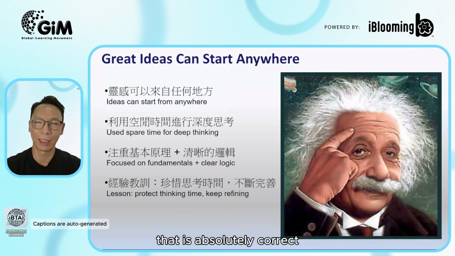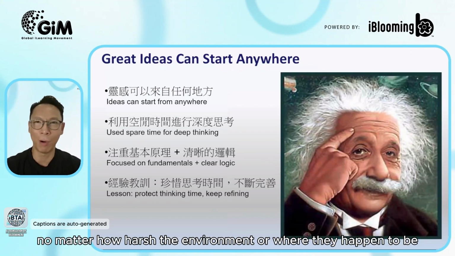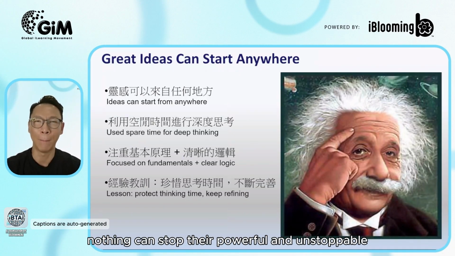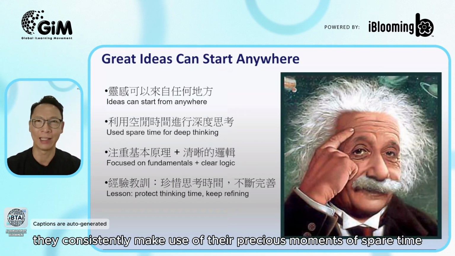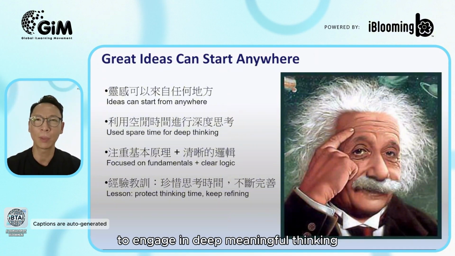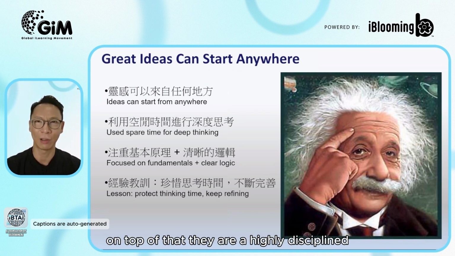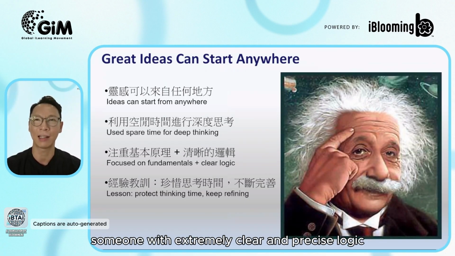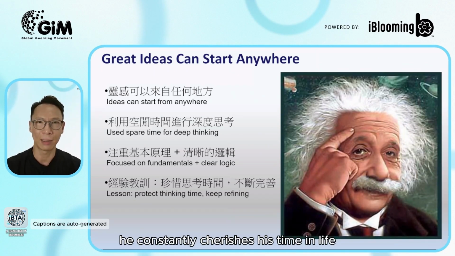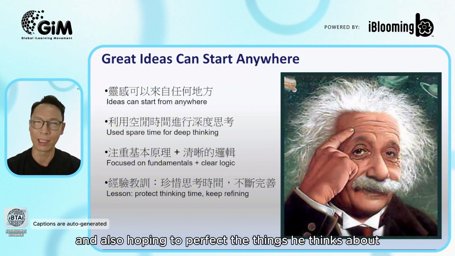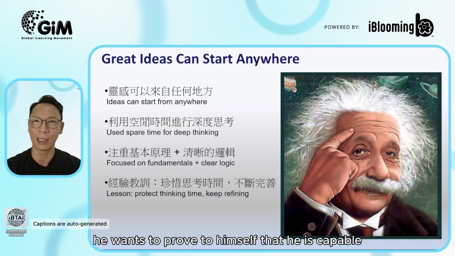That is absolutely correct. So when we talk about a true thinker, no matter how harsh the environment or where they happen to be, nothing can stop their powerful and unstoppable surging train of thought, right? They consistently make use of their precious moments of spare time to engage in deep, meaningful thinking. They really need their me time. On top of that, they are highly disciplined, with extremely clear and precise logic. Also, he constantly cherishes his time in life, always hoping to find answers and also hoping to perfect the things he thinks about. He wants to prove to himself that he is capable.